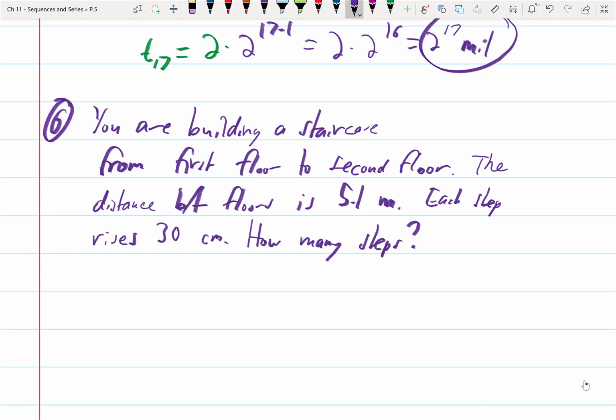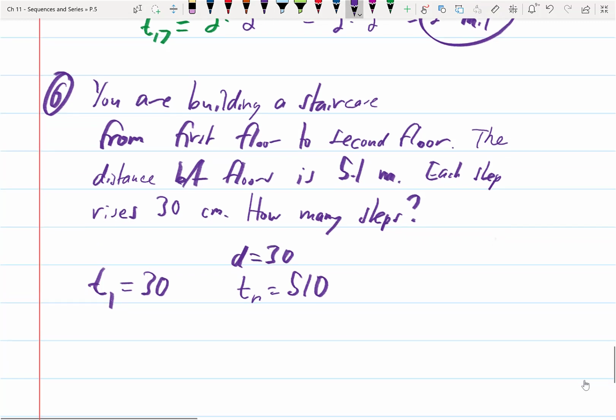So I'm going to say that we'll do T sub 1, which is the starting level. T sub 1 is what? It's going to be the ground. Let's say that's the first step. So how far up is this first step? First step, 30 centimeters. We know the common difference, so we're going to add 30 to the next step. So T sub 1 is 30, the difference is 30, and T sub n is how many? 5.1 meters. Make it centimeters. 510.